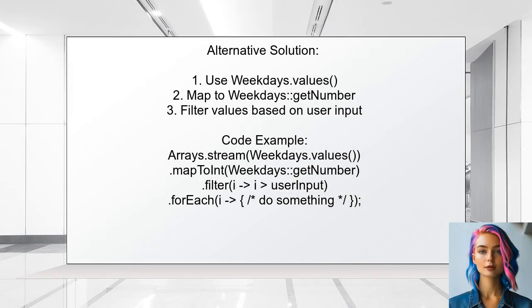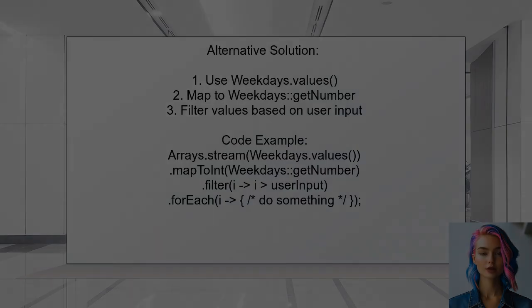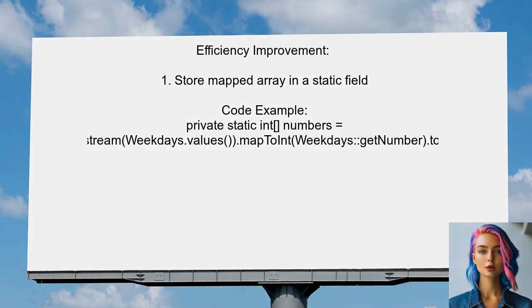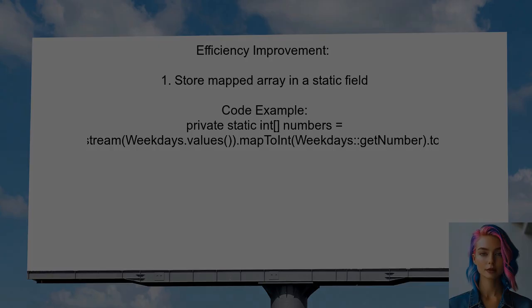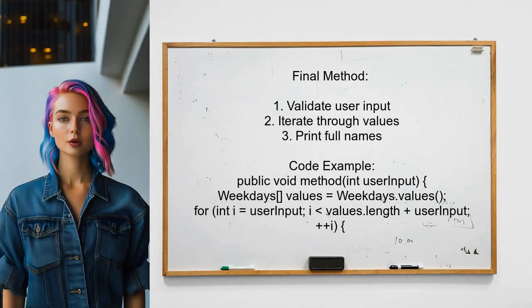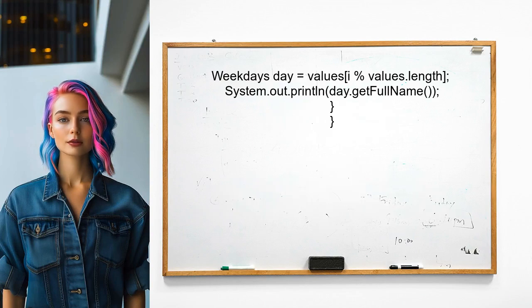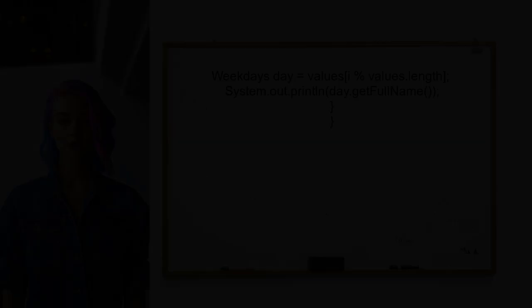An alternative approach suggested by a user involves using the values method to retrieve all enum values. They recommend mapping these values to their corresponding numbers and filtering based on user input. For better efficiency, the user suggests storing the mapped array in a static field. This allows for quicker access during iterations. Finally, they provide a method that validates user input and iterates through the enum values, printing the full names of the weekdays starting from the user input.